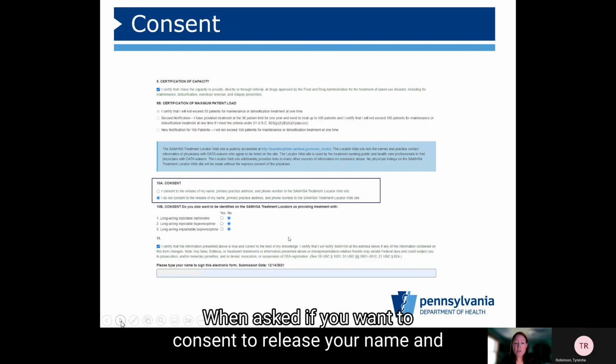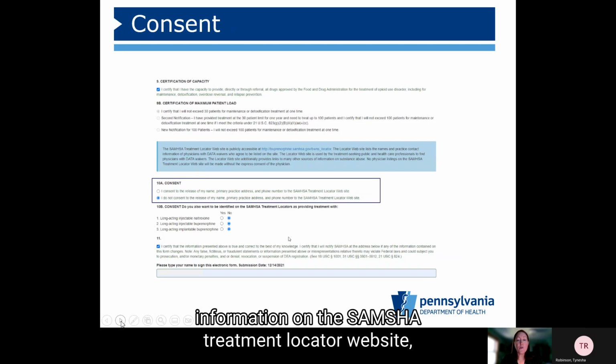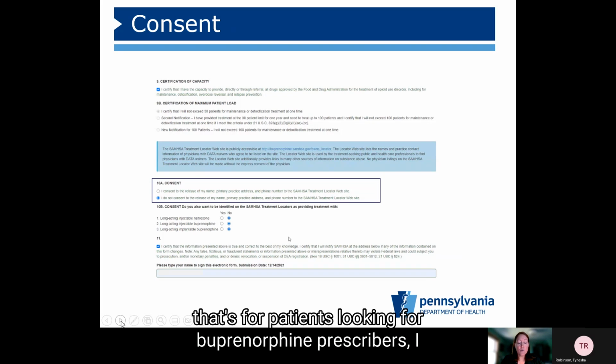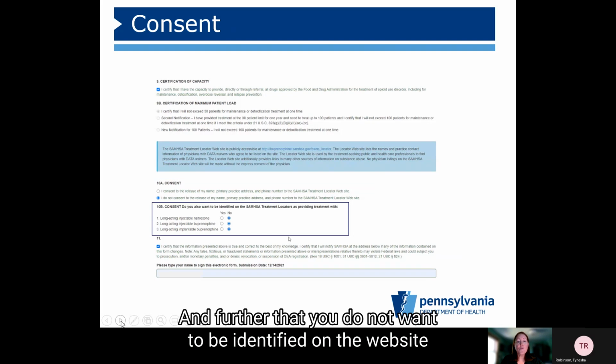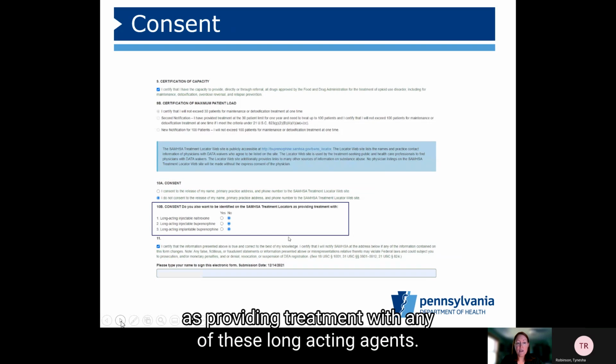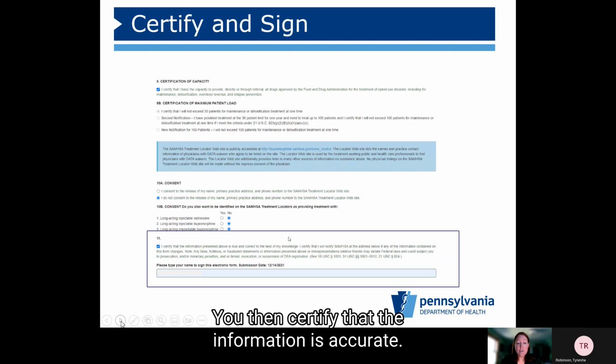When asked if you want to consent to release your name and information on the SAMHSA treatment locator website, that's for patients looking for buprenorphine prescribers, I suggest stating that you do not consent to this. And further, that you do not want to be identified on the website as providing treatment with any of these long-acting agents. You then certify that the information is accurate.